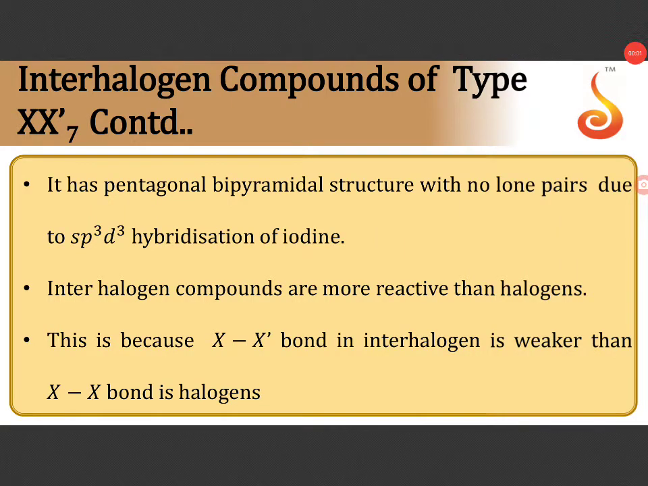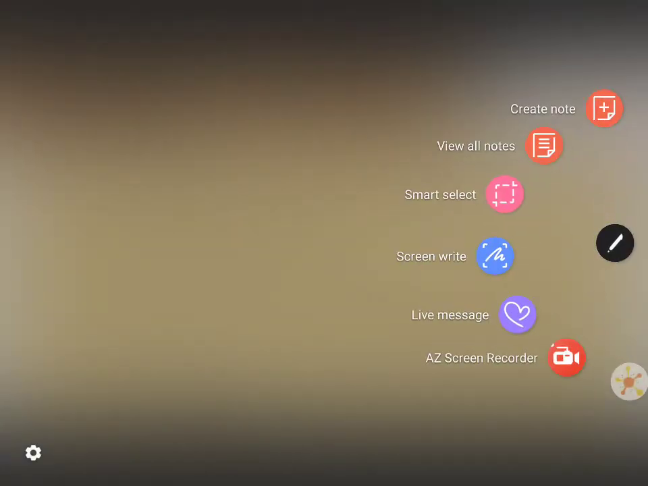In this slide, we're going to learn how to predict the hybridization of IF7, iodine heptafluoride. It is sp3d3 and pentagonal bipyramidal. What will be the shape? We'll see that. Okay, great. Let us start the hybridization discussion.